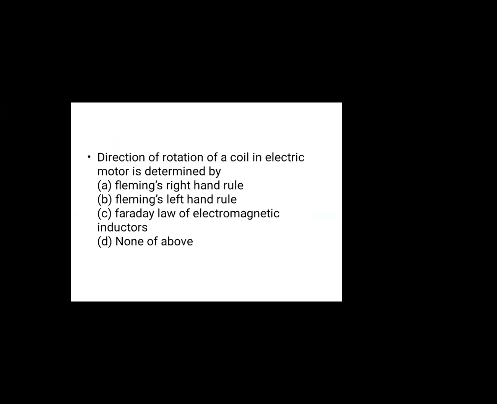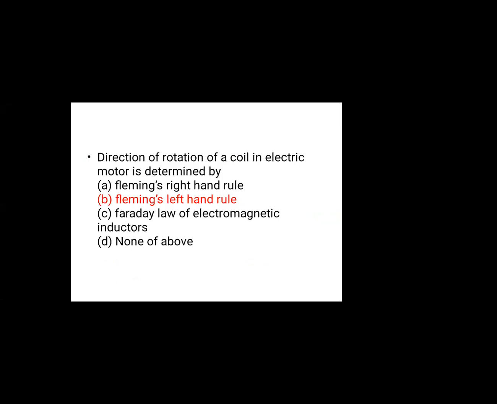Now I have a few questions for you. Let us have a quick recap. The direction of rotation of the coil in an electric motor is determined by which rule? Left-hand rule. Have you read the question, whether it is a generator or motor? Motor. So for motor, left-hand rule, which I have taught first. The right-hand rule is for generator.